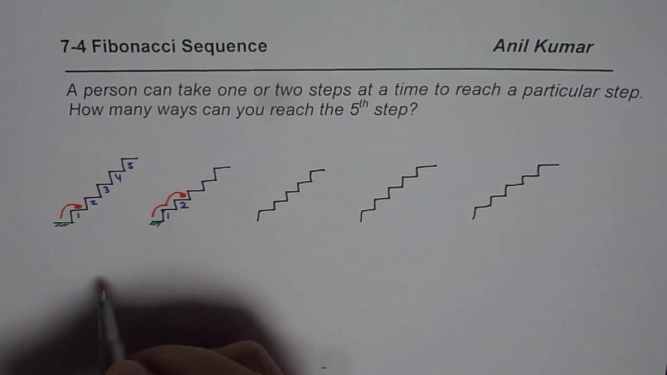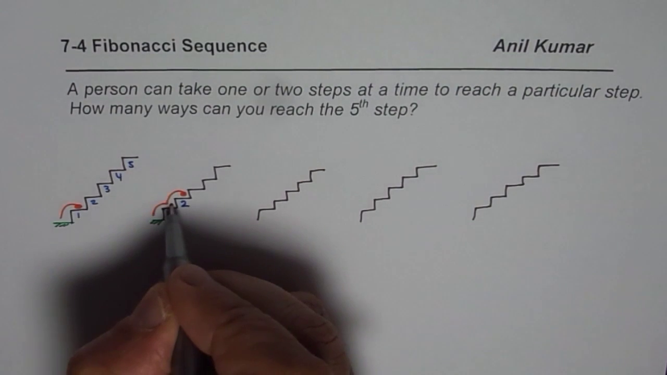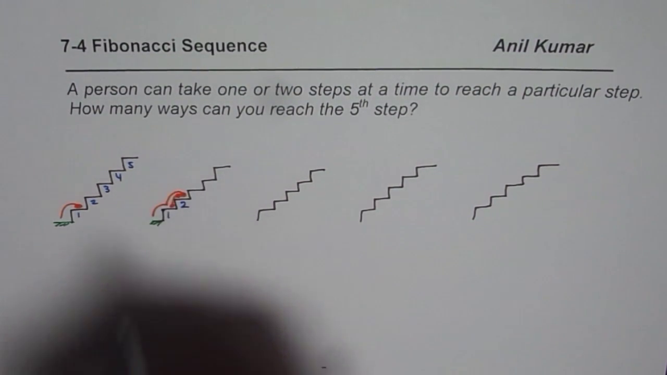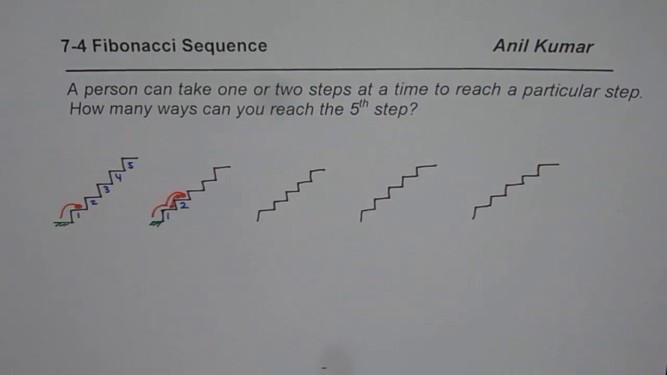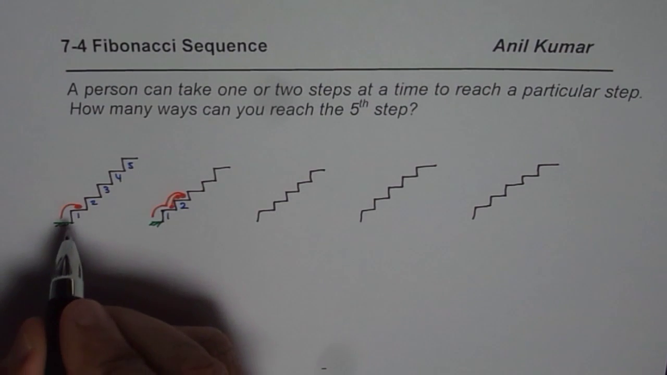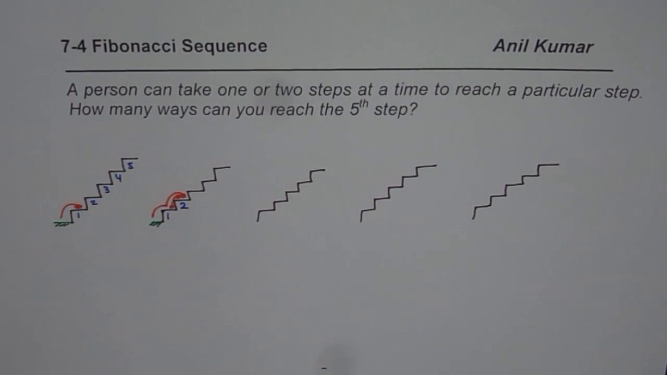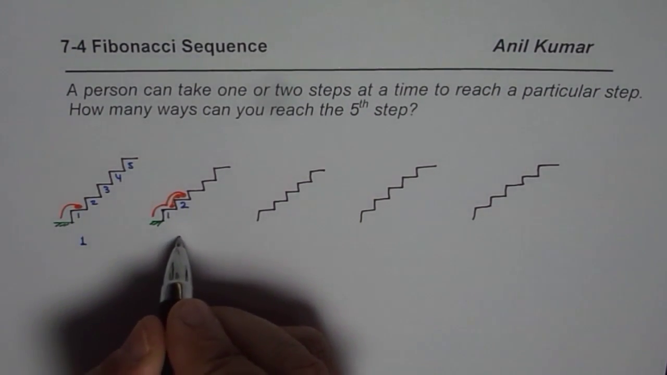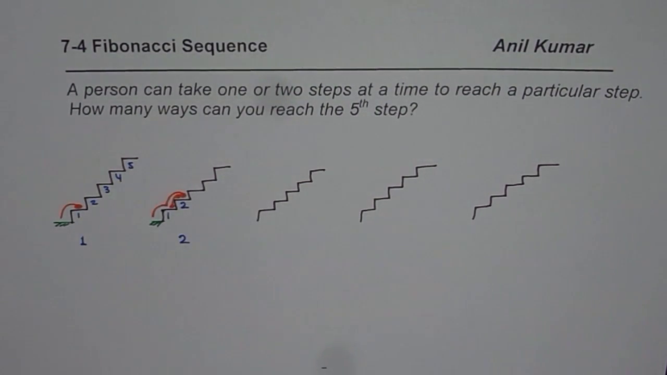And reach step number 2. The second way to reach step number 2 is from step number 1. If I am on step number 1, then I can take one step to reach there. So there are 2 different ways in which I can reach step number 2, right? So let me write down here. To reach step number 1, I have one way, right? To reach step number 2, I have 2 different ways.